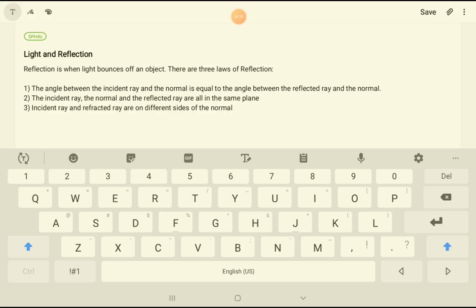There are three laws of reflection. The first is that the angle between the incident ray and the normal is equal to the angle between the reflected ray and the normal. The second is that the incident ray, the normal, and the reflected ray are all in the same plane. And the third has to do a little bit with reflection and refraction. It states that the incident ray and refracted ray are on different sides of the normal.